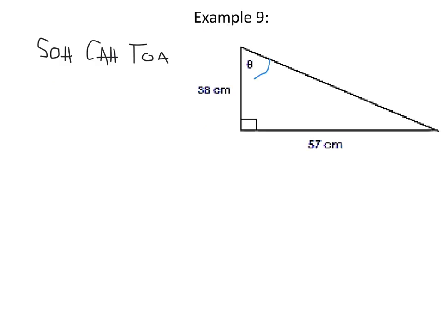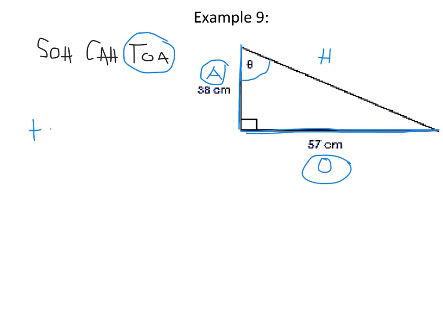Last one. Here's theta. Straight across from it is the opposite side. They gave us information, so we'll want to use that side. Then we look for the right angle. Straight across from that is the hypotenuse. No information given there, so we won't be using H. And then last, right next to it is A, the adjacent. They gave us 38, so we will be using that side. So we are going to use A and O. The only one that has A and O is TOA, so we will be using tangent.